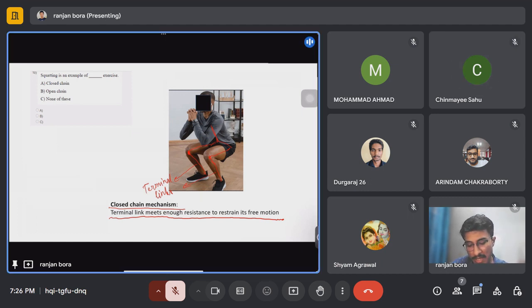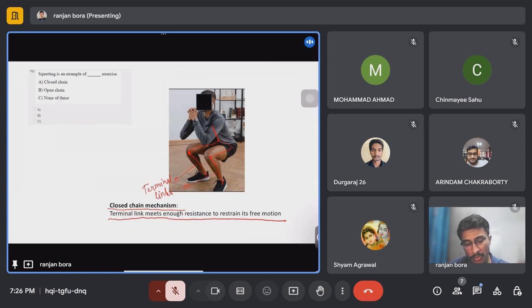So these two links are the terminal links, and here the terminal link, like you can see, below this point, the terminal link cannot move. These are the ending point for these terminal links. So these links act as if these links are fixed to these points. That's why it is a closed chain mechanism.